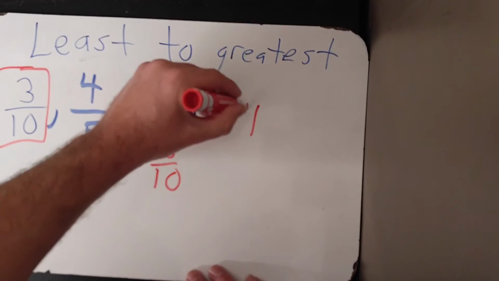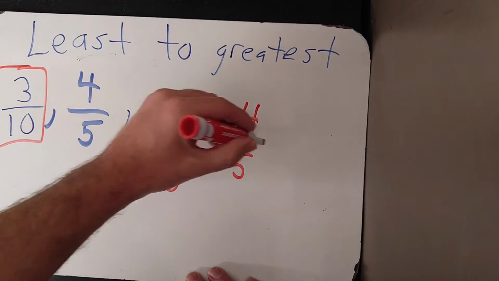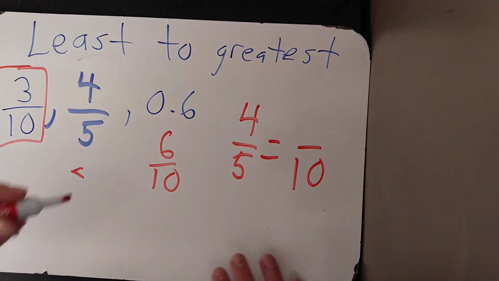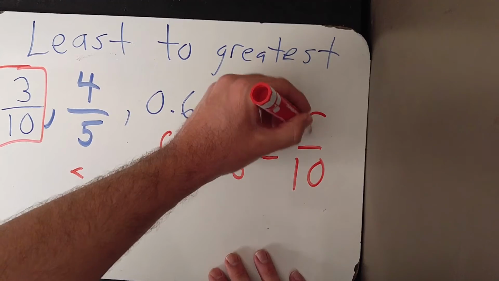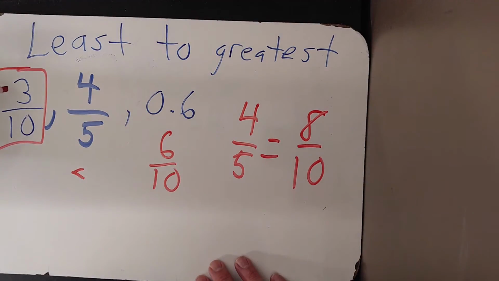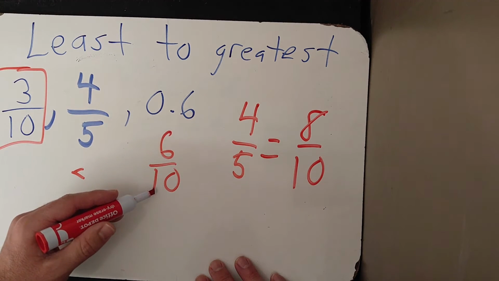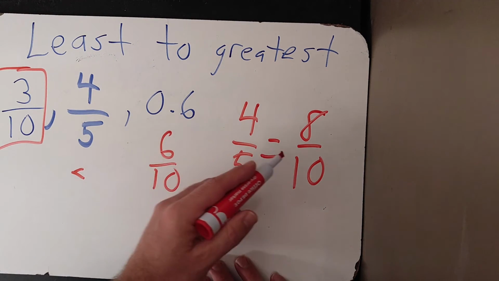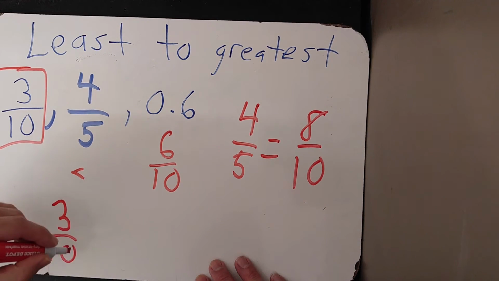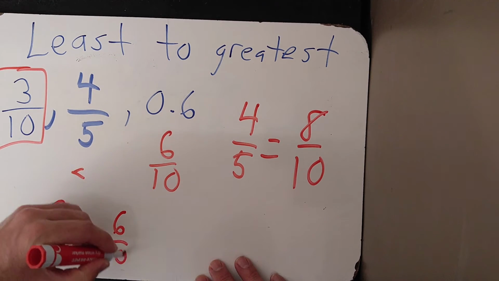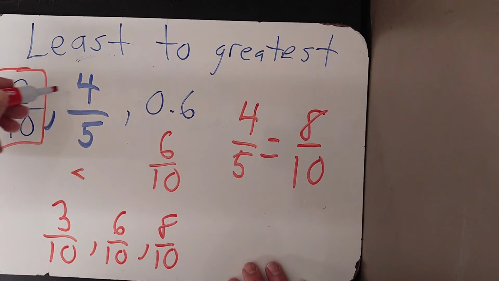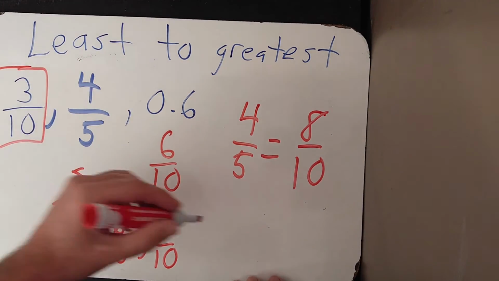So let's convert 4/5 to a fraction over 10. I know 5 times 2 is 10, so I need to do 4 times 2 to get 8. So I know 4/5 is equivalent to 8/10. So I have 3/10, which is less than 6/10, and I have 6/10, which is less than 8/10. So this would be the order to write it in: 3/10, 6/10, and 8/10. And then if you need to use your three original numbers, 3/10 would still be written first.